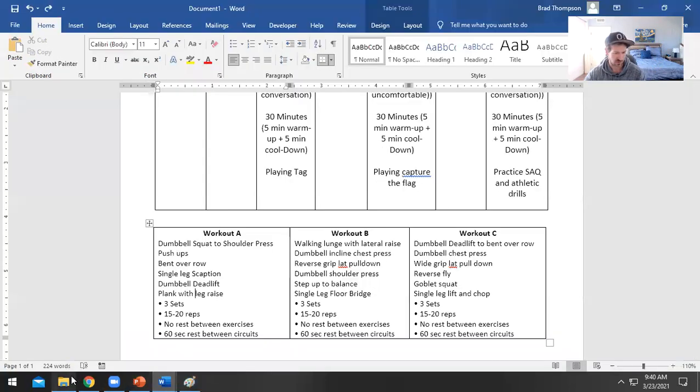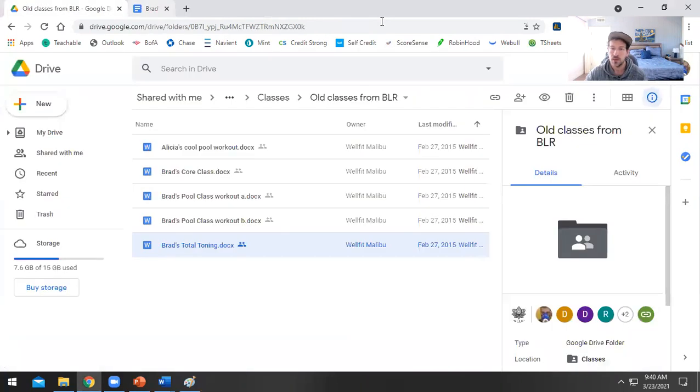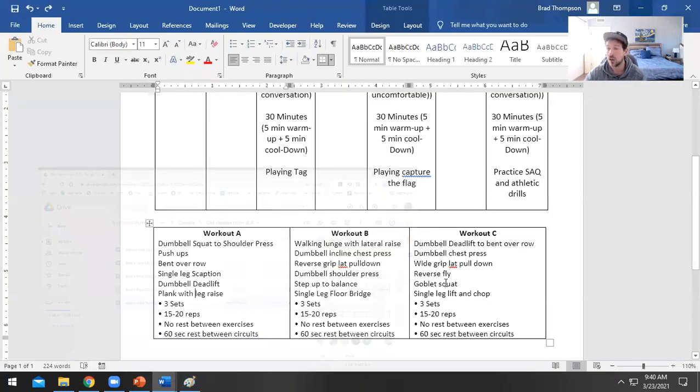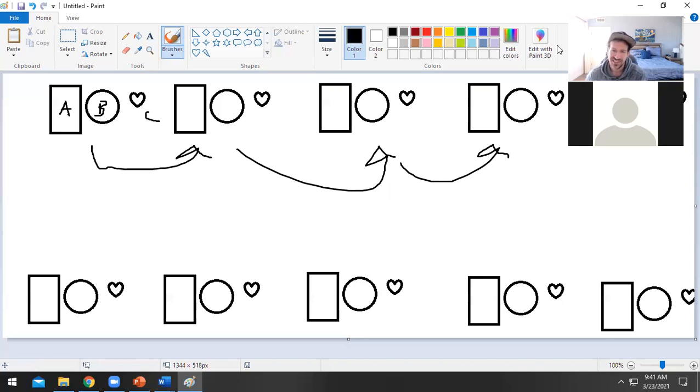This would be, what do I got on here? A deadlift into a shoulder press into, and this is self-propelled cardio, but we say maybe a spin bike or something. So it was a cardiovascular strength training sort of hybrid workout, right? Does that make sense to everybody, the way I'm describing this? Everybody understand how this class would work? Yep. Okay. Hopefully you're able to visualize that.